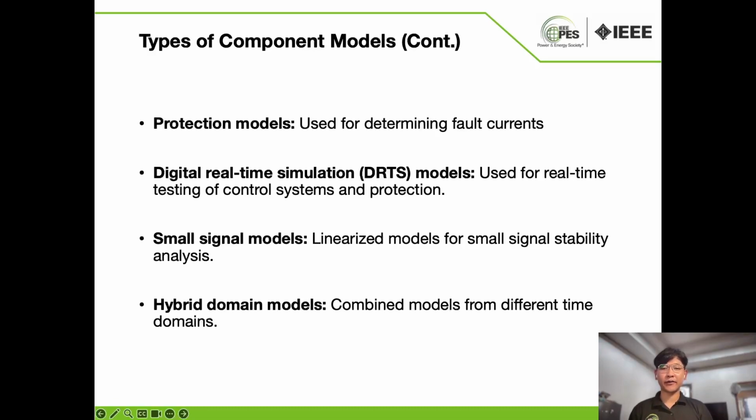Small signal models, linearized around a steady operating point, are used to determine the small signal stability of the IBR unit and system. Hybrid domain models combine models from different time domains, offering a balance between details and computational efficiency. To be noted, it is important to choose the right model and simulation domain for the specific study you are conducting.